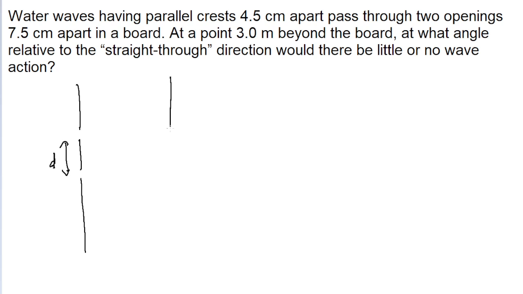And we're being asked about the angles that these waves reach, the angles that they're at some distance away from the board where the slits are. Where the angle theta represents the angle between the horizontal, described as the straight through direction of the board, and wherever the fringes are.